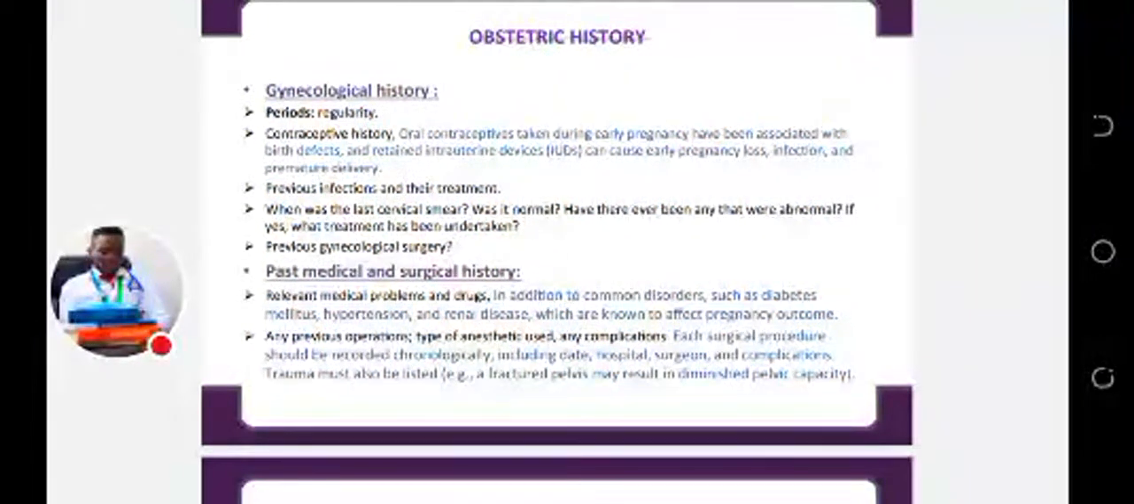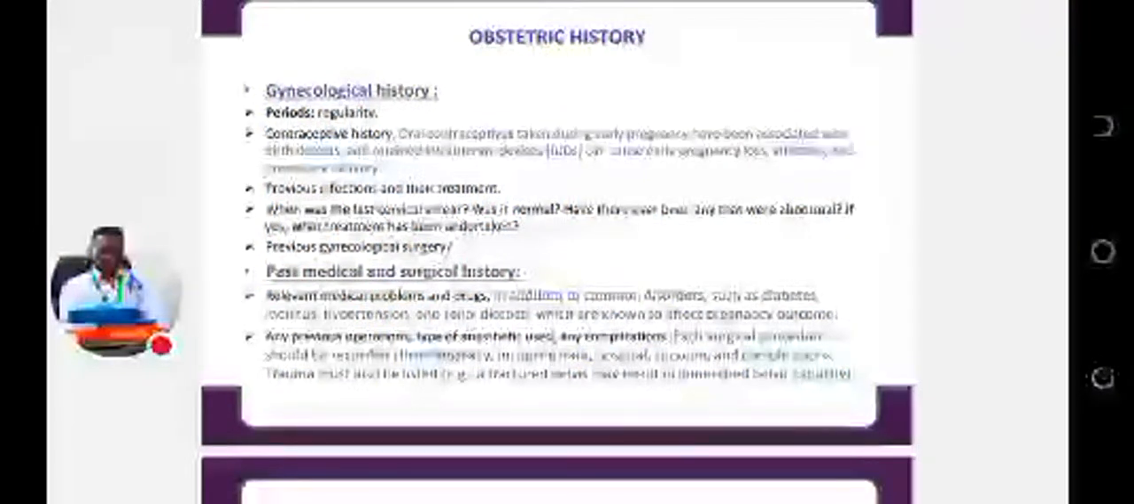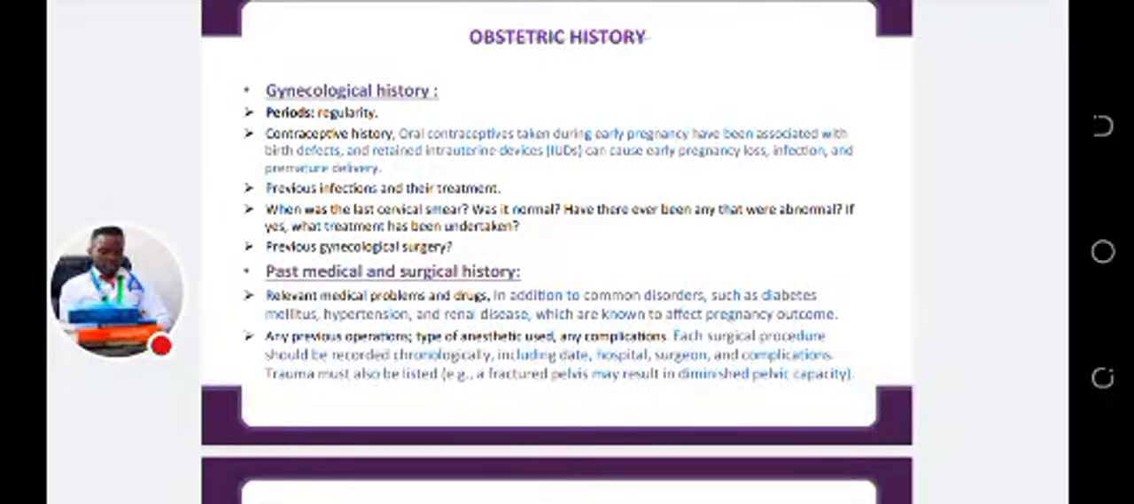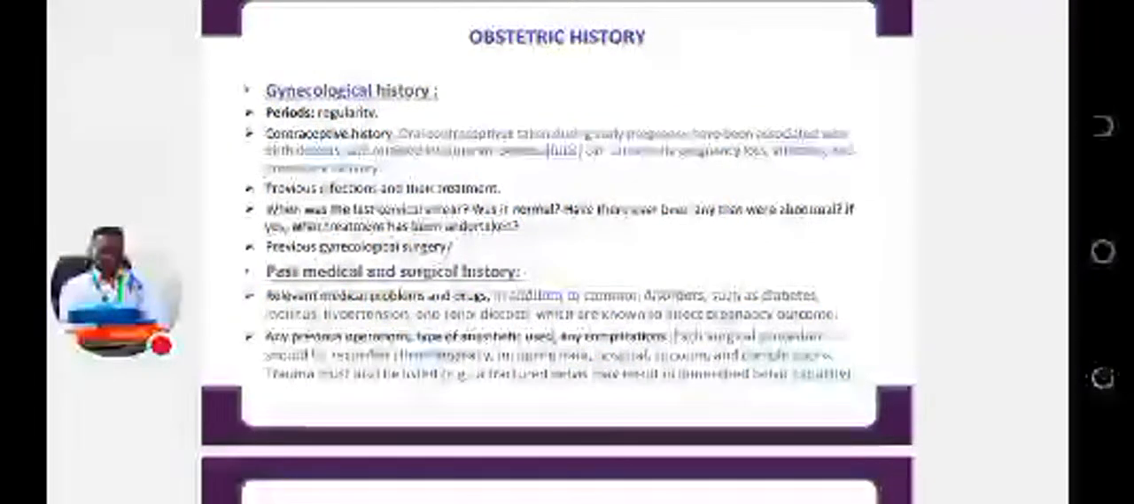Then the other part is the prevention of infection and their treatment. So again, you need to ask your client when their last cervical smear was. Was it normal? Have there ever been any that were abnormal? And if yes, what treatment has been undertaken?